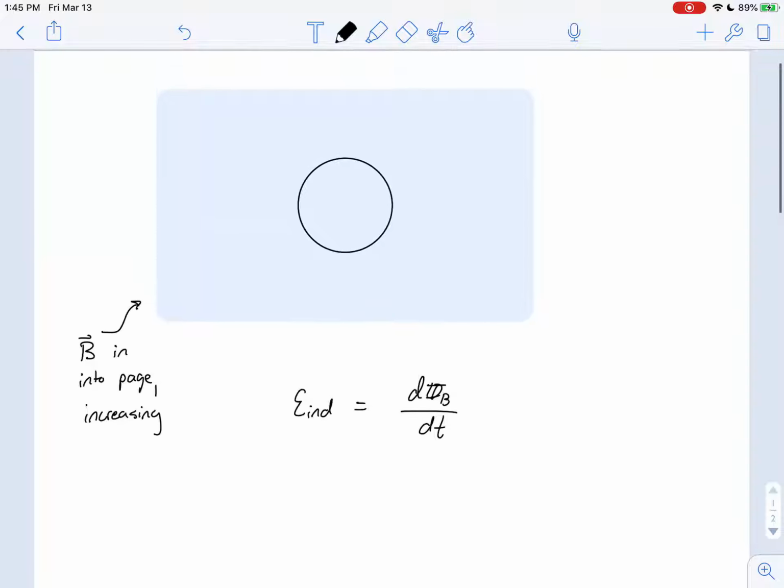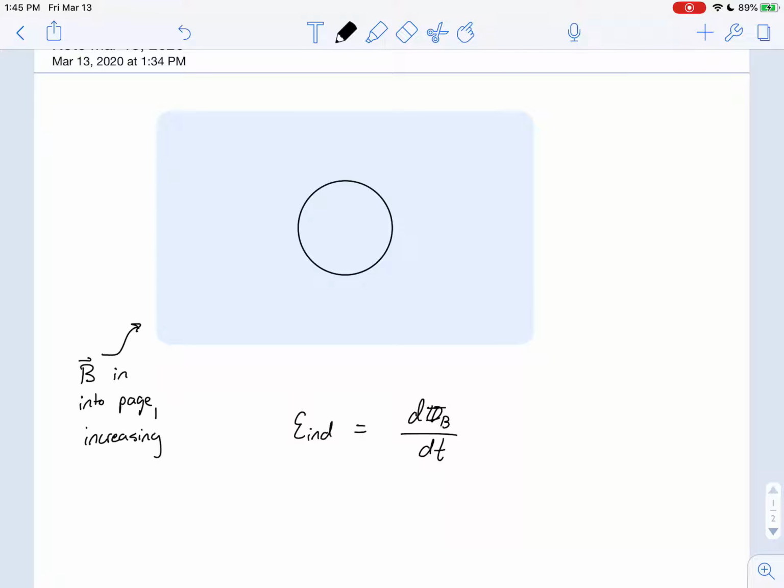So we have a B field that is pointing into the page and increasing. To use Lenz's law, we are going to think about the direction of flux. So that's into the page. How is it changing? It's increasing. And so our thumb is going to point in the direction opposite of that change. So if it's increasing into the page, then our thumb is going to be pointing out of the page to oppose that change. And that's going to give us an induced current that is counterclockwise.